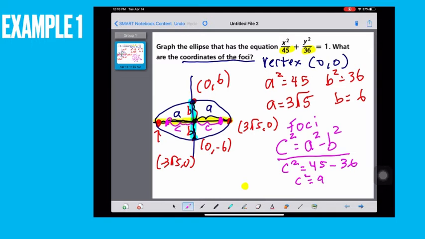So now we obviously have to take the square root. So C is equal to 3. Well, it's going to be plus or minus 3. So we know the distance from the center to this point has to be plus 3, and from there to there has to be minus 3. So our foci points, we're going to name that point right there. Well, that's the point 3, 0. And we need to name that point right there, which is the point -3, 0. And there's your solution for that problem.